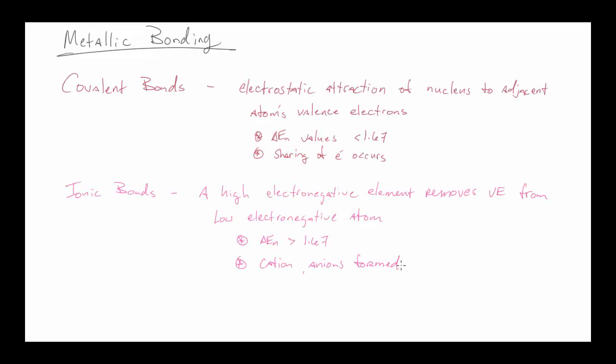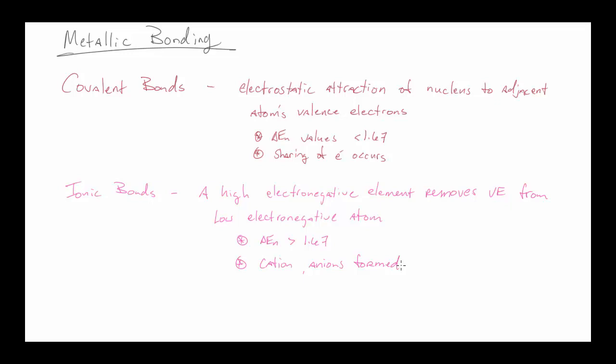So before we move on, I want to actually review covalent bonding and ionic bonding really quickly. Covalent bonds are the electrostatic attraction of a nucleus to an adjacent atom's valence electrons, right? We do not get a transfer of electrons; sharing of electrons occurs, because the electronegativity values are pretty similar to each other, and we would say that the difference in electronegativity values is something less than 1.67, right?